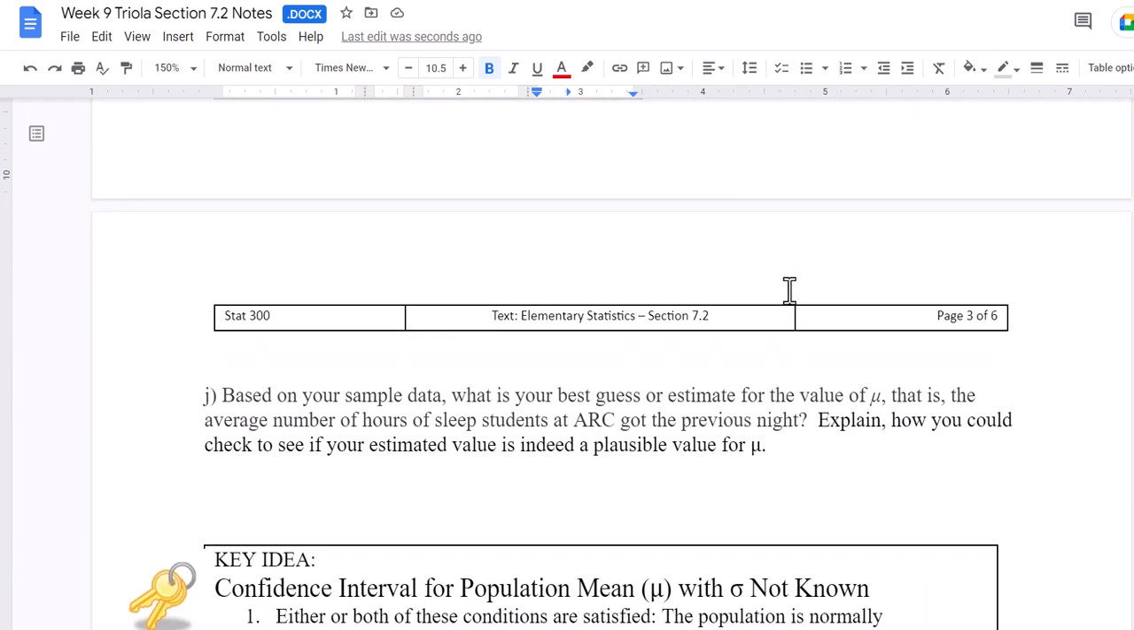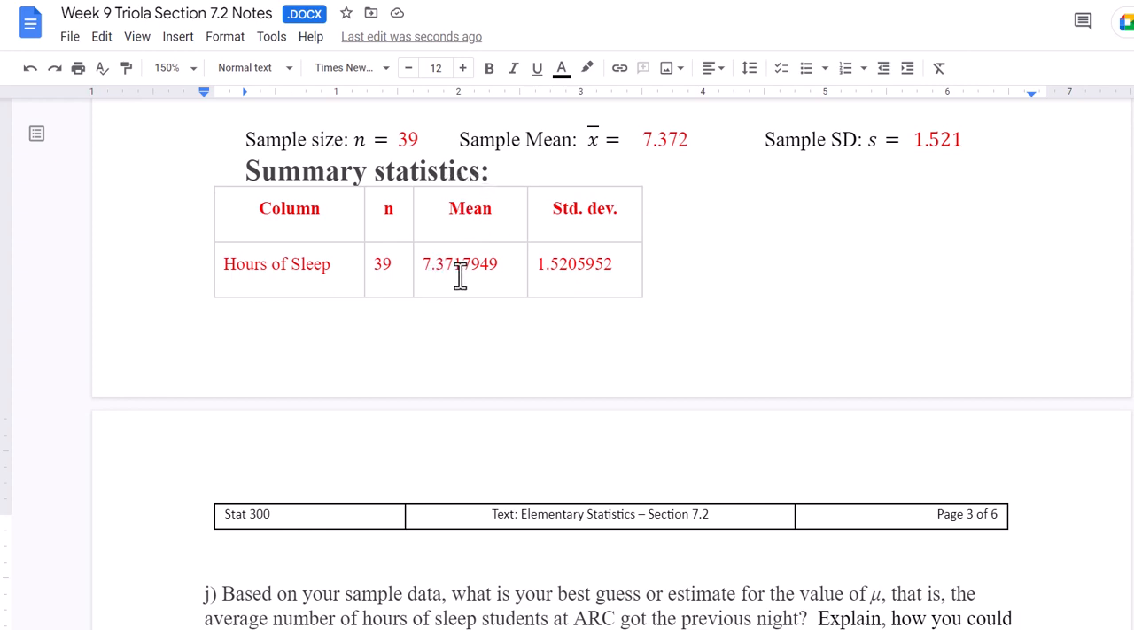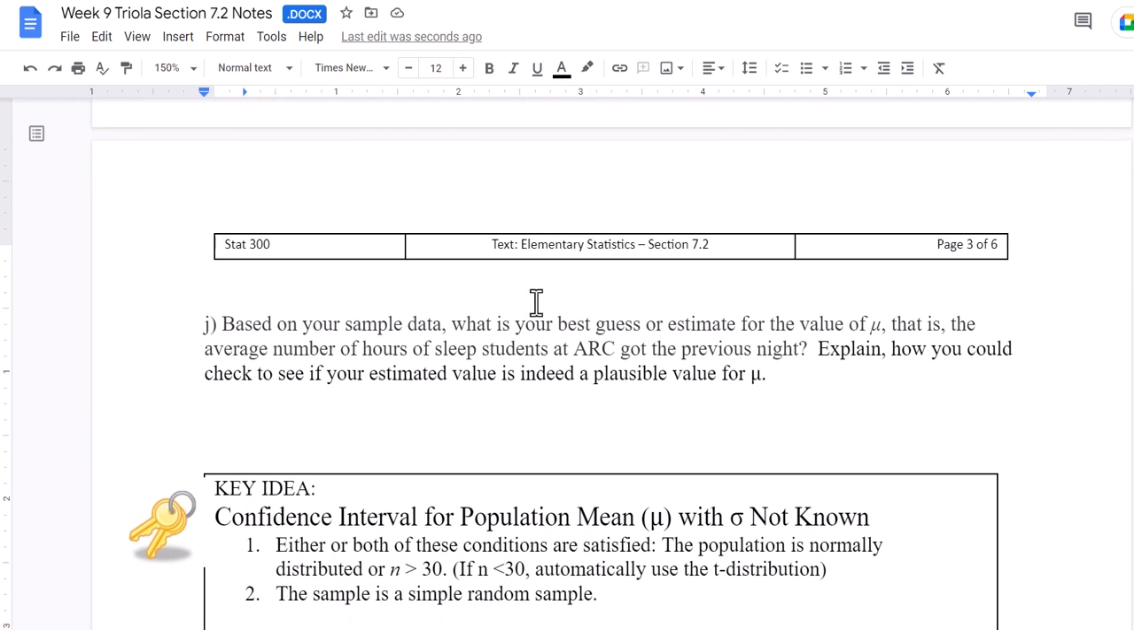All right, so now based on our sample data, what is your best guess or estimate for the value of mu, the parameter, the average number of hours slept by ARC students the previous night? And how could you check to see if your estimated value is indeed a plausible value for mu? So we can say, well, let's see, the average is 7.37. So what would you say? It does appear to be around 8, right? So we can say that the parameter looks like it is 8. Let's just say it appears to be close to 8. Now, how could you check to see if your estimated value is indeed a plausible value of mu?